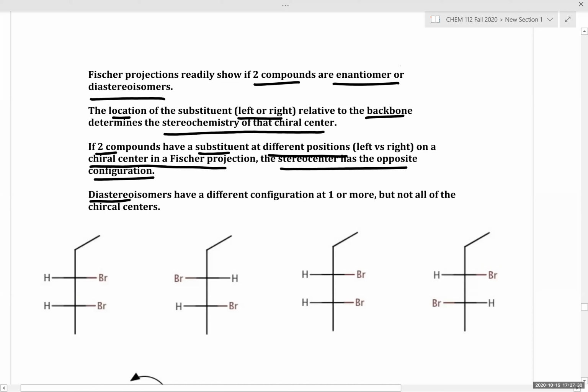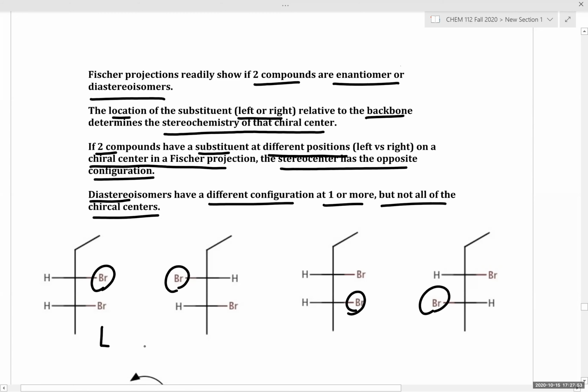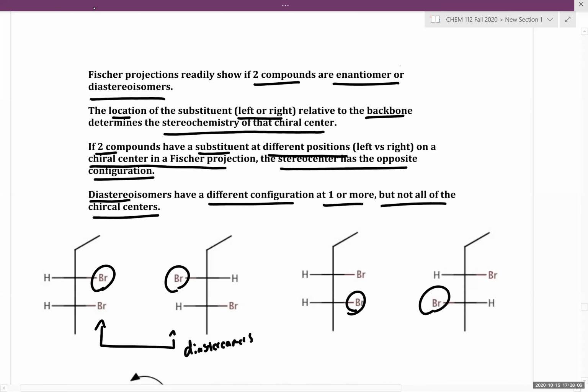Diastereoisomers, as we've discussed, have different configurations at one or more, but not all of the chiral centers. So as we notice, if we look at both of these structures, we have a different configuration at one or more, but not all of our chiral centers. So this pair of compounds represented by these Fischer projections would be diastereomers.